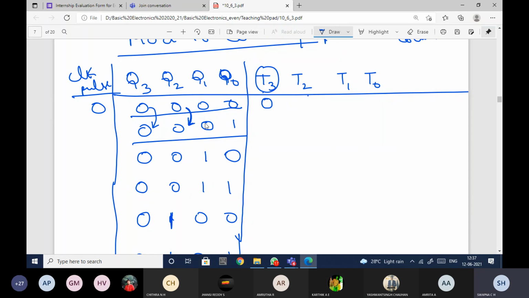Is it toggling? No, ma'am. So what should be the input to T2? 0 only. Okay, Q1: the present state is 0, the next state is also 0. Is it toggling? No, ma'am, so it is 0. What about Q0? Is it toggling? Yes. So what should be the input? 1. Very good.